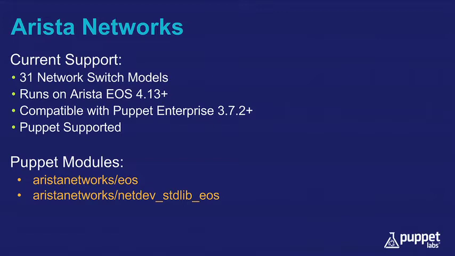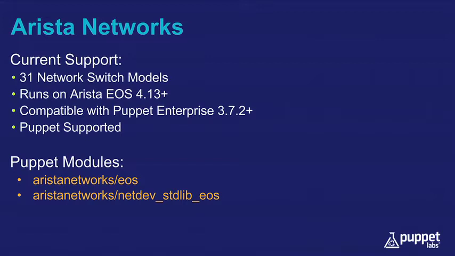To do that with the Arista devices, you have a choice of two different modules to make use of. So these modules are both available on the Forge. There's the Arista Networks /EOS module, and that's a module that Arista basically wrote from scratch. And then there's the Netdev Standard Lib module, and we're going to be going into a little bit more detail about what Netdev Standard Lib is.